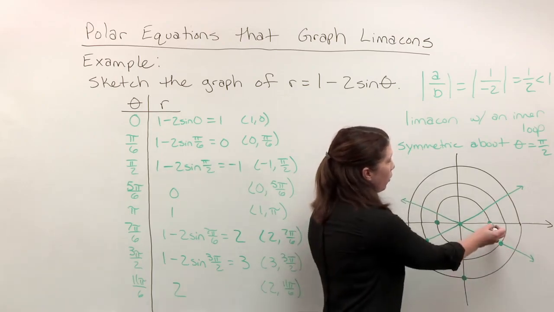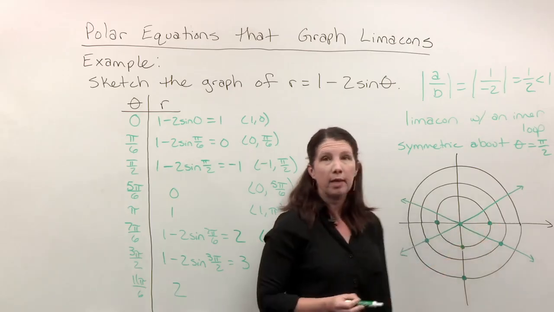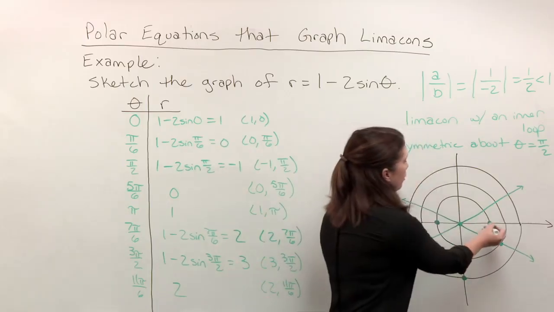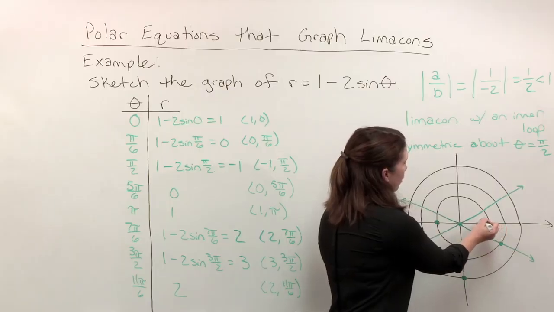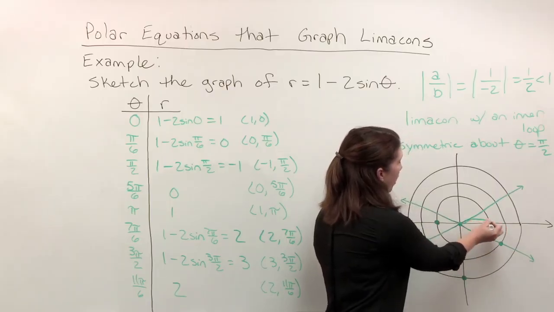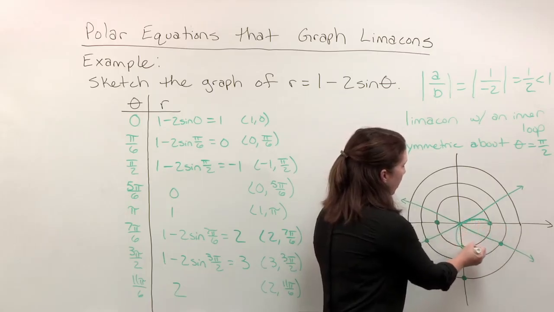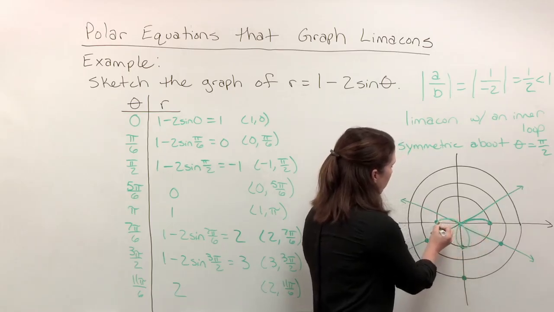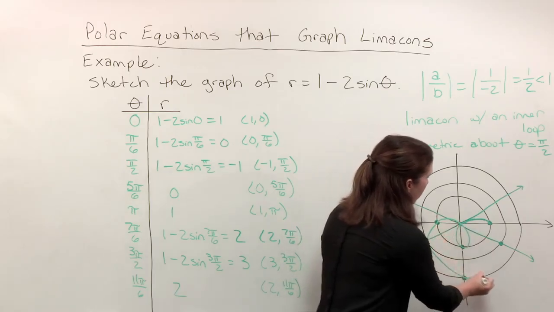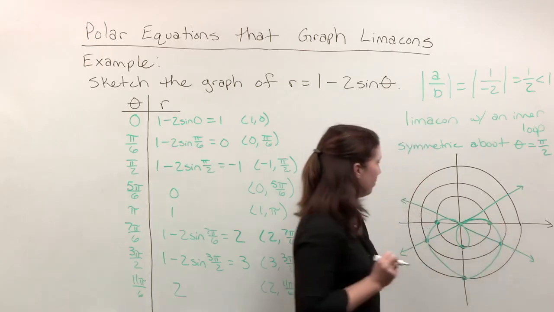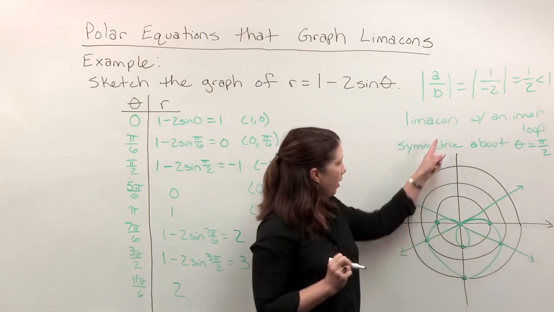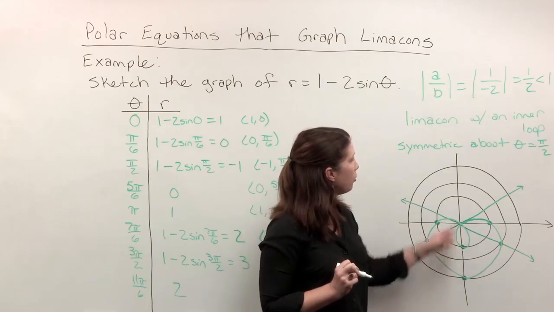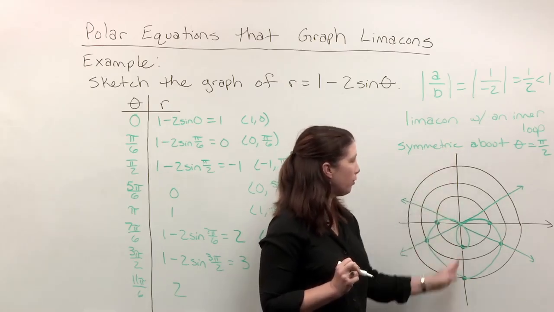So the graph would start here at this first point, and then the points would be connected in the order of our angles of rotation. So I would go from here to the point at the pole, rotate down to form the inner loop, back up through the pole, and then around to form the outer loop. And so, as we said from the beginning, we end up with a limacon that has an inner loop and is symmetric about the line theta equals pi over 2.